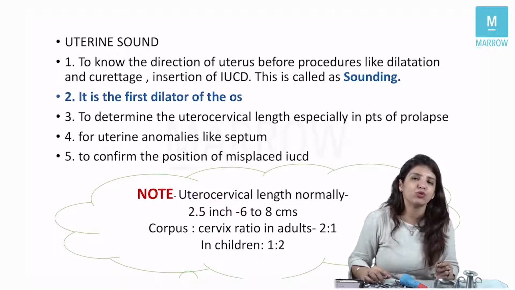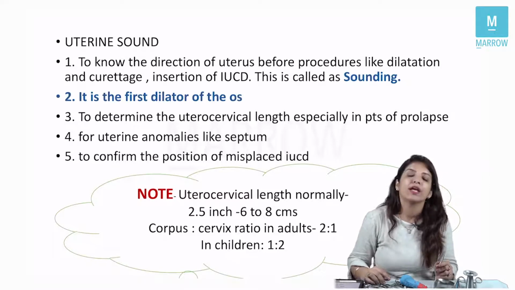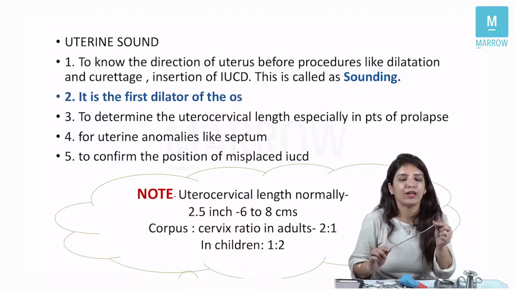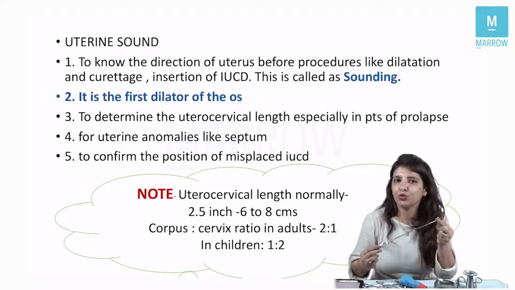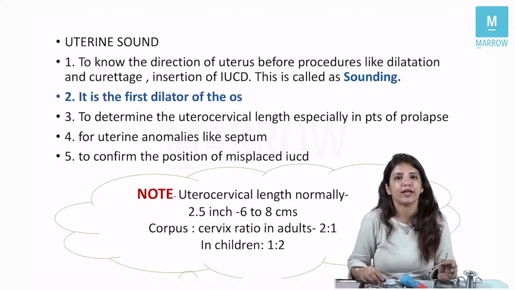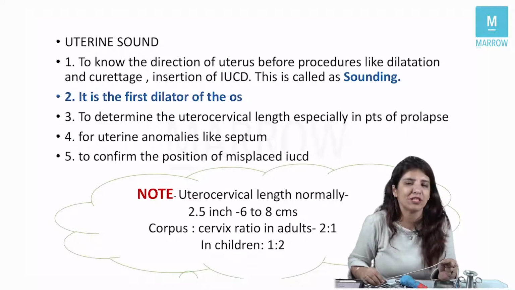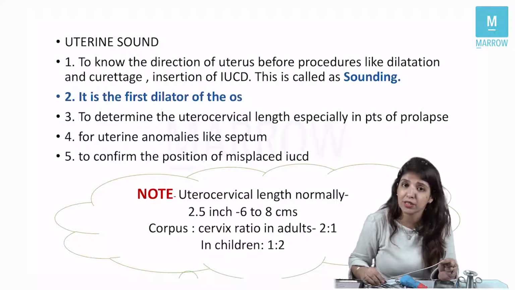Now let's talk about the viva questions which can be asked on uterine sound. Number 1, final year students, when you are holding the uterine sound, the first thing which the examiner can ask you is what is the normal uterocervical length? So remember, the normal uterocervical length is 2.5 inches. In other words, if they ask you in centimeters, it is between 6 to 8 centimeters.